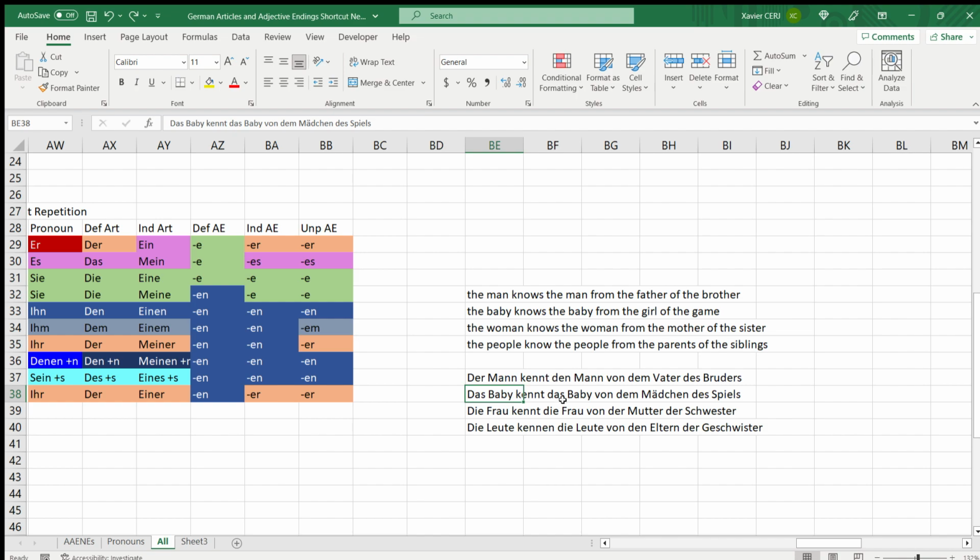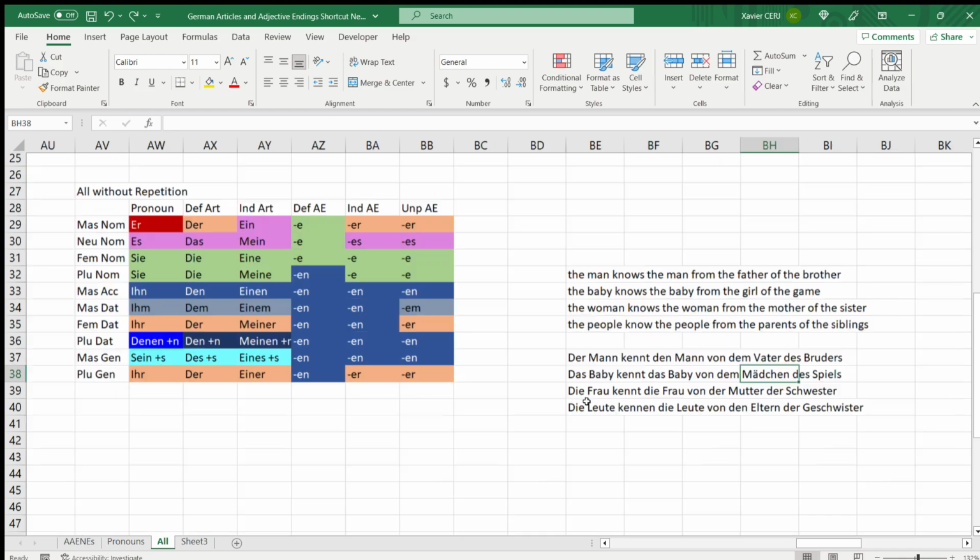Das Baby kennt das Baby von dem Mädchen. Remember, Mädchen is neuter because of the chen at the end. So it's das Mädchen, but in the dative case, it is dem Mädchen, because again, dem is the masculine dative, and the neuter dative is always the same as the masculine dative. Des Spiels, again, des because the neuter genitive is the same as the masculine genitive. Des Spiels, and they also have the s at the end, right? Because it would be Bruder, but it's Bruders, and it would be Spiel, but it's Spiels because of this right here.